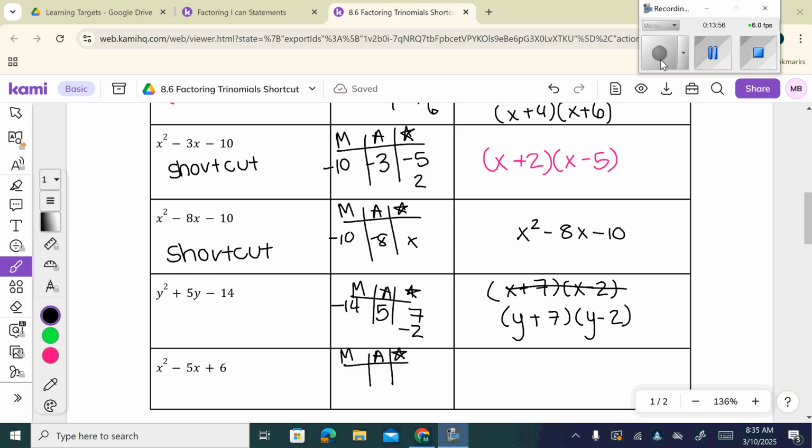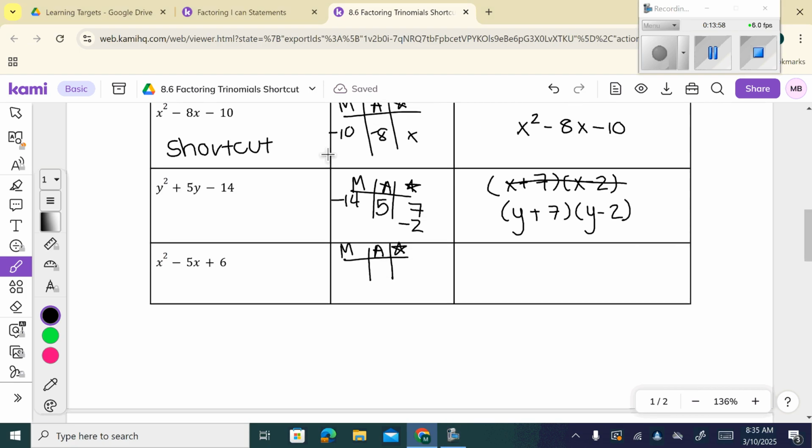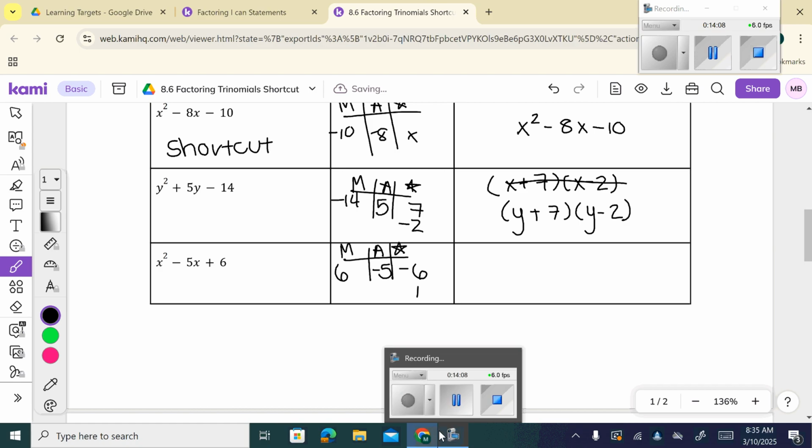And this is a little bit of a tricky one, okay? We're multiplying to 6, we're adding to -5, okay? I saw a lot of -6 and 1. Is -6 plus 1 equal to -5? Yes, it is. But why is it not correct?